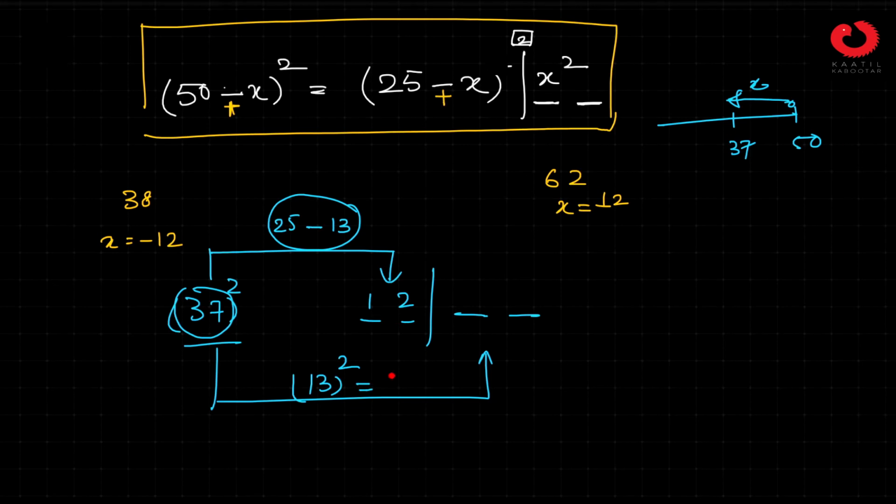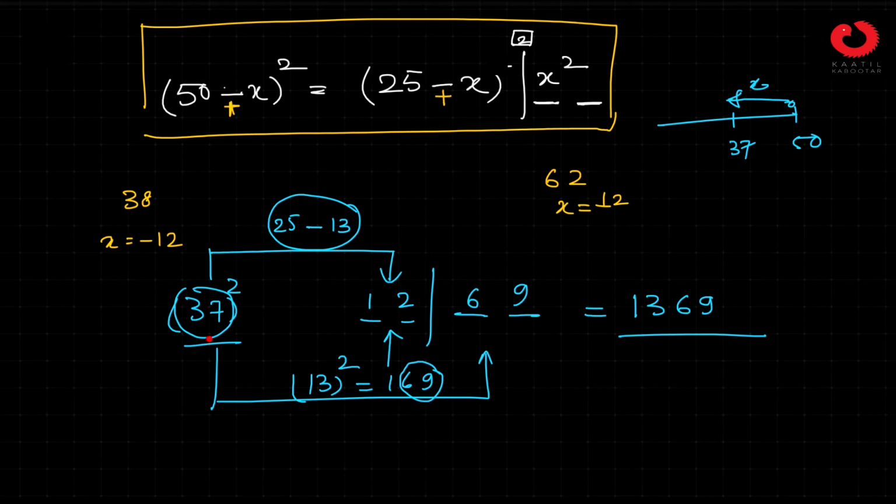But as 169 is of 3 digits, so only 2 digits will be written over here and 1 will be carried over here, and we can finally write it as 1369. Now a slight practice of this method will allow you to write the square of any such numbers very quickly.